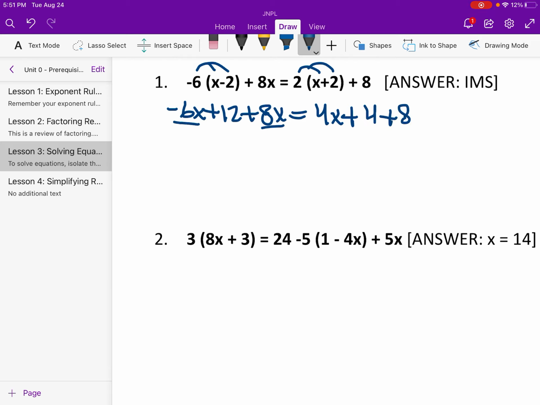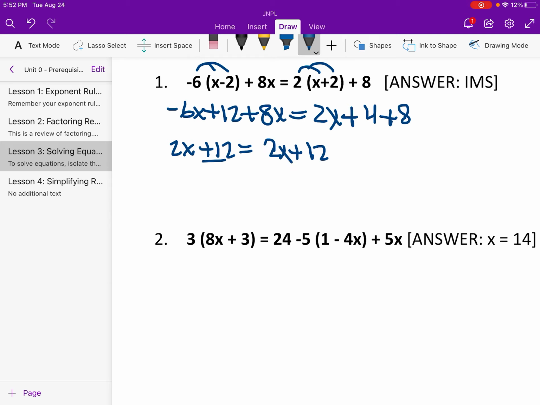We have to combine these two. That would make us have 2x plus 12 on this side. And on this side, that would make us have 4x plus 12. Already, I did something wrong, I think. Yeah, I did. This would be 2x, not 4x. I don't know where I got that from. So you see, that's why I had the answer there. Otherwise, I would have just probably left it like that.